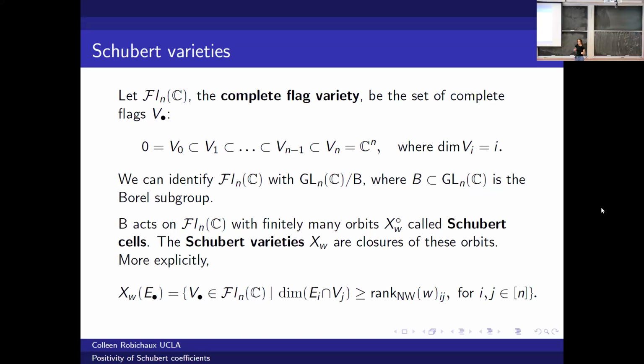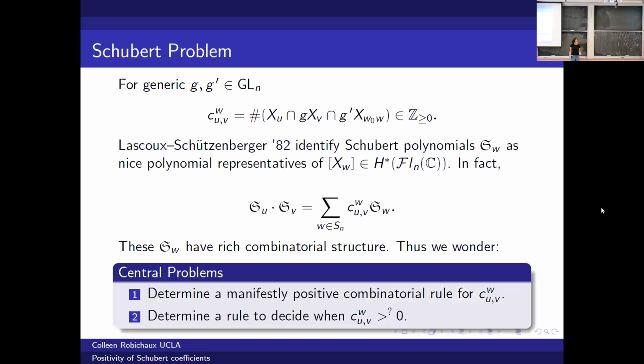If you didn't like that construction, we also have a very explicit description of what these look like, just set theoretically, in terms of how they intersect a particular fixed flag in certain dimensions, controlled by the permutation w that's indexing it. These are the main building blocks that I want to study. In particular, I'm interested in studying intersections of Schubert varieties.